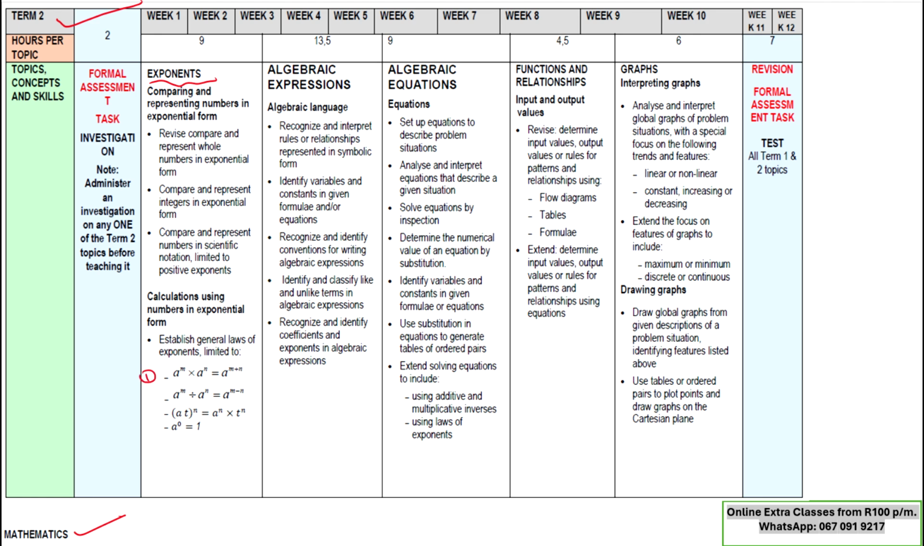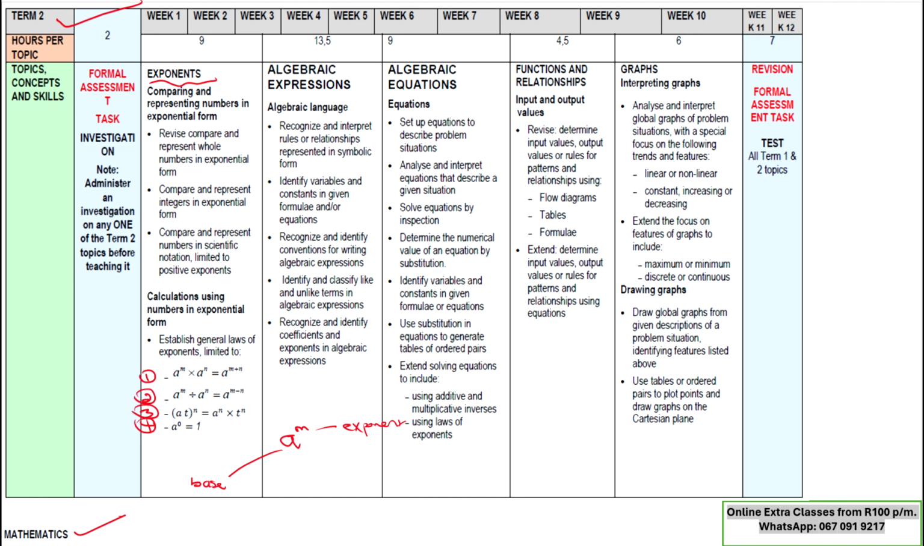So this is the first law. This is the second law. This is the third law. And this is the fourth law. One thing that we need to understand is that we need to distinguish the difference between the exponent and the base. So in this case, we can see that we have a to the power of m, right? So our a is our base and our m is our exponent.